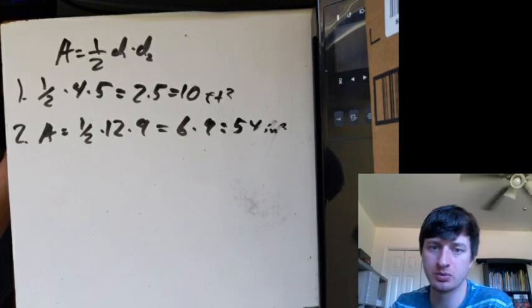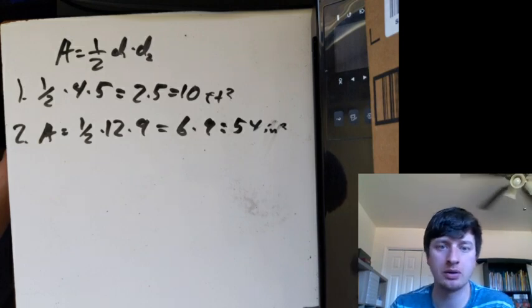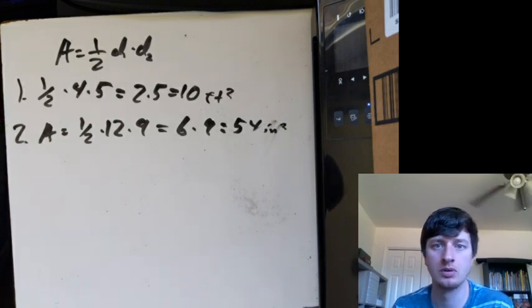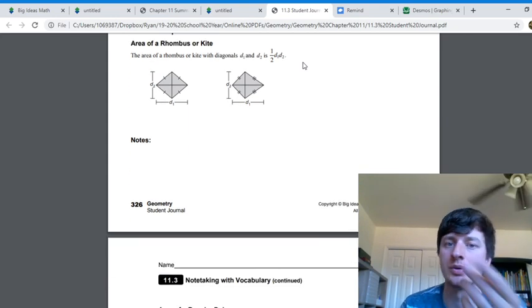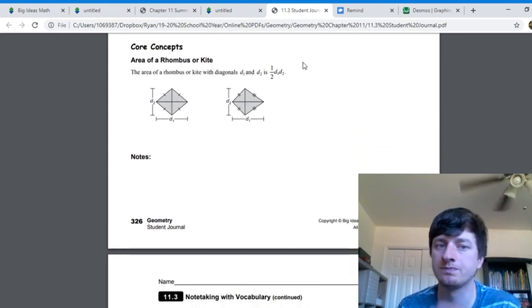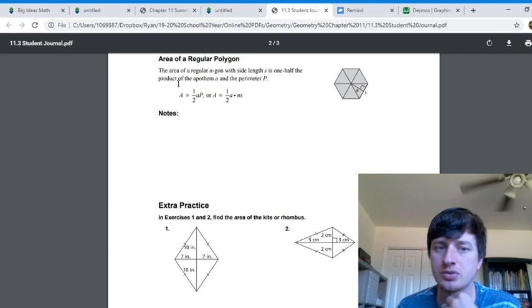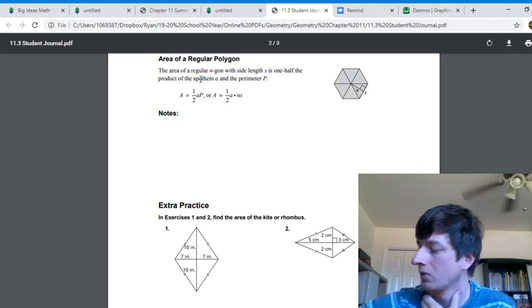Now, we have a couple of things we want to do with regular polygons, and so we need to define them. If you print it out or are using your student journal, here we just talked about the formula for the area of a kite. Now we're going to talk about the area of a regular polygon, and we need to define some things. So there's the perimeter here, which we'll find, a side, which is labeled here, and the apothem, which is a new word. Okay.